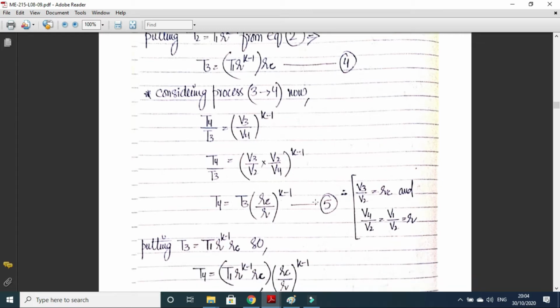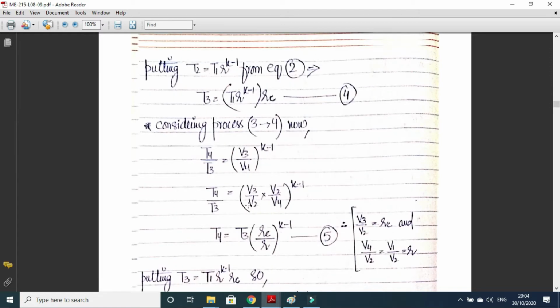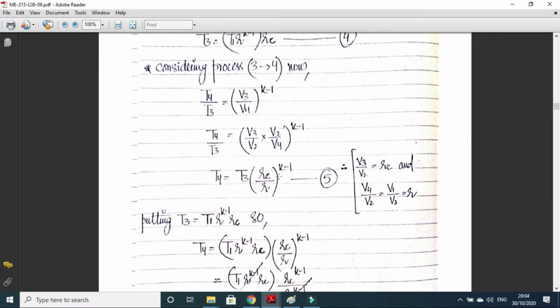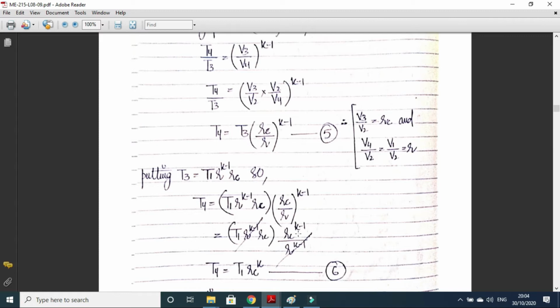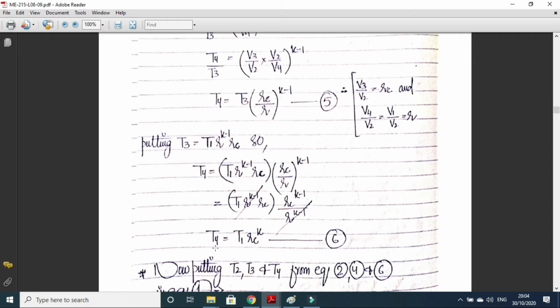Here the formulas are written. So T4 is equal to T3 Rc to the power k minus 1 upon R to the power k minus 1, and we can replace the T3 value from equation number 4. So T3 is equal to T1 R to the power k minus 1 Rc. From here R to the power k minus 1 will be cancelled out. Rc and Rc to the power k minus 1, their base is the same, so we can add the powers. So it will become Rc to the power k minus 1 plus 1, the 1s will be cancelled out, Rc to the power k. So T4 is also represented in terms of T1, Rc and k.